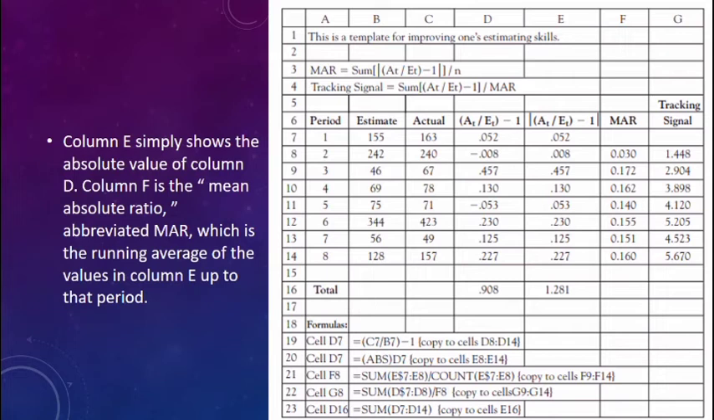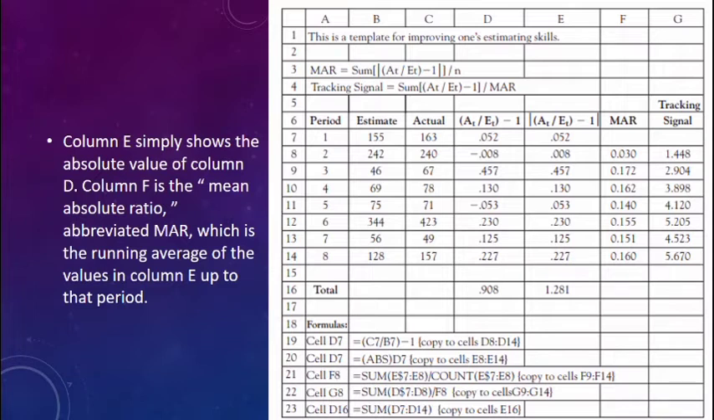Column E simply shows the absolute value of column D. Column F is the mean absolute ratio, abbreviated MAR, which is the running average of the values in column E up to that period. The tracking signal listed in column G is the ratio of the running sum of the values in column D divided by the MAR for that period. If the estimates are unbiased, the running sums of ratios in column D will be about 0, and dividing this by the MAR will give a very small tracking signal, possibly 0.